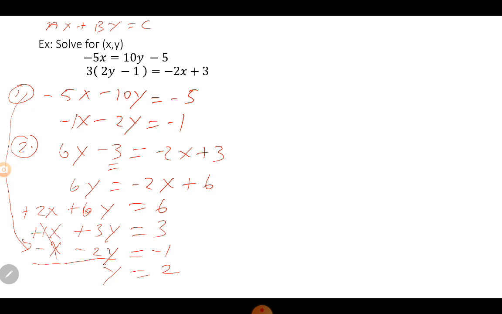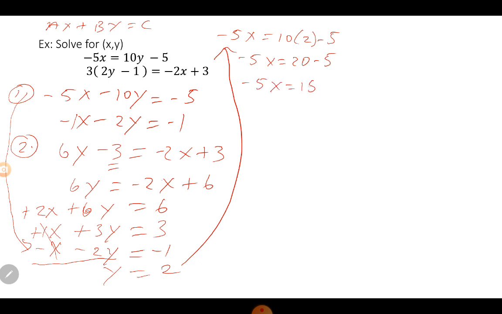Well, now that we know that y is equal to 2, we can go to the first equation. So coming up here, we'll have minus 5x equal to 10 times 2 minus 5. So minus 5x is equal to 20 minus 5, minus 5x is equal to 15. Divide both sides by minus 5. So x becomes minus 3. So in coordinate form, x value always comes first, so minus 3, comma 2.